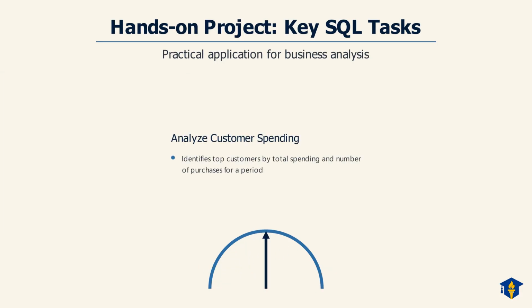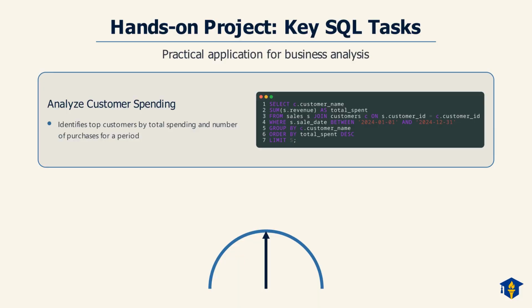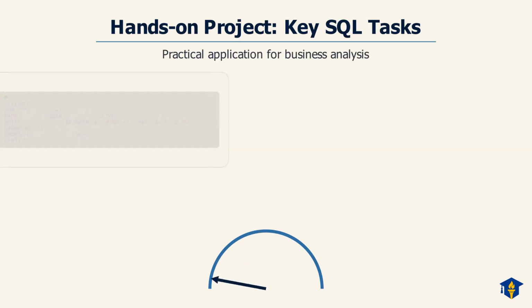Next, let us analyze customer spending patterns to identify our most valuable customers. This identifies top customers based on their total spending and the number of purchases over a period. This query joins sales and customer tables to find the top 5 customers by total revenue in 2024.